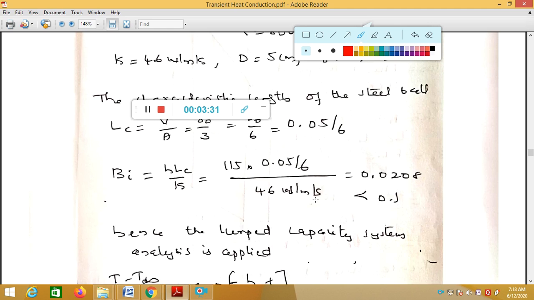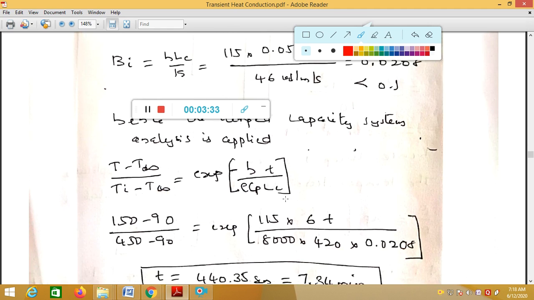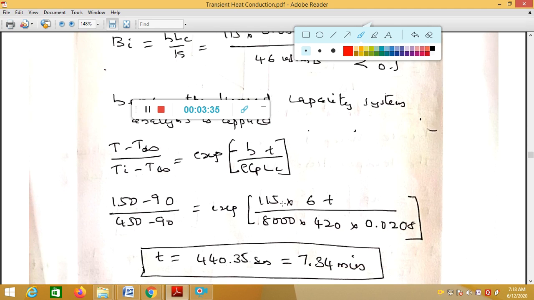Hence lumped system analysis applies, using the same expression: T minus T infinity divided by Ti minus T infinity equal to exponential of minus h by rho Cp Lc into t. Substituting the values of T, Ti, T infinity, h, rho, Cp, Lc, we can find out the time taken by the steel ball to reach a temperature of 150 degree centigrade, equal to 440.35 seconds, which is 7.34 minutes.